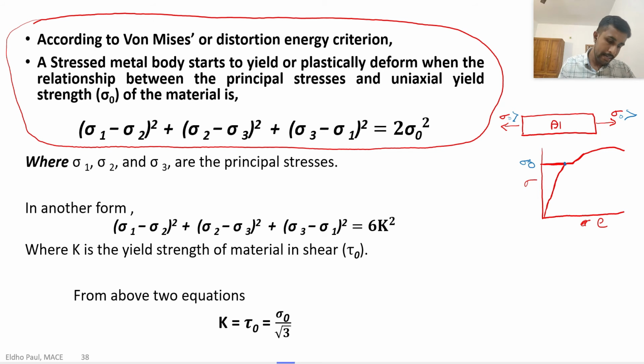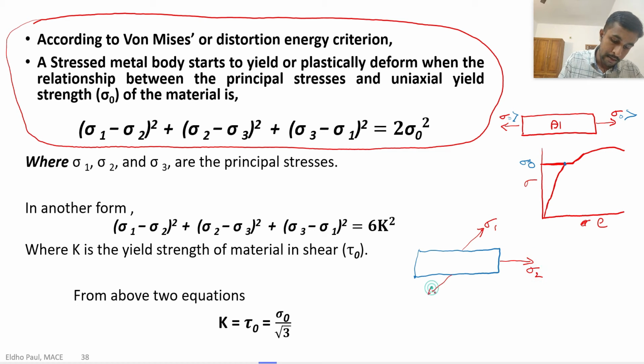Next, I am taking the same aluminum material, and it is subject to a complex state of stress. For example, in this direction sigma 1 is acting, in this direction sigma 2 is acting, here also sigma 1, and here a tau shear stress is acting. It's a complex state of condition. So in this complex state, I take a point on this material.